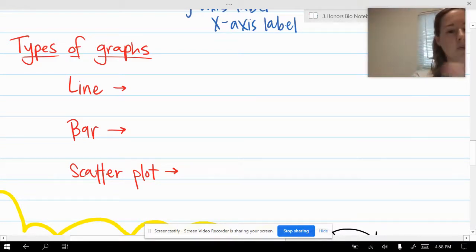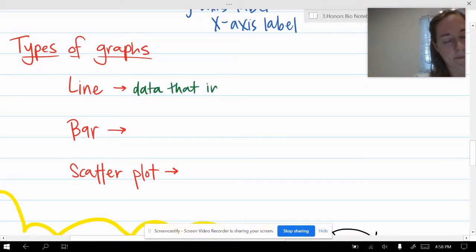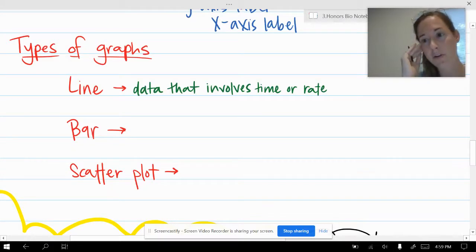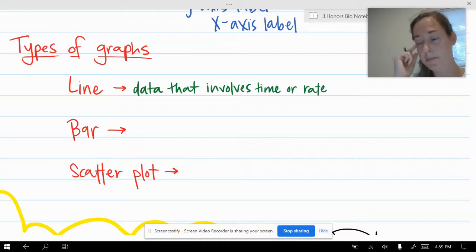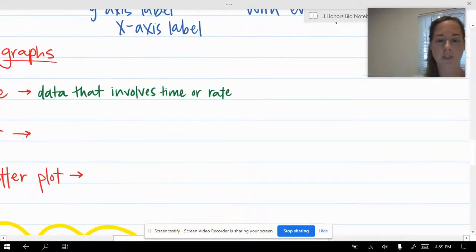Line graphs are going to be most useful for data that involves time. Or rate. So the rate of growth, anything that involves a time measurement is probably going to be best shown in a line graph. And those are the ones, we'll just put a little one over here, that this would be, line graph is the one that has the points, and then we connect the dots to show what's happening. This is a line graph.